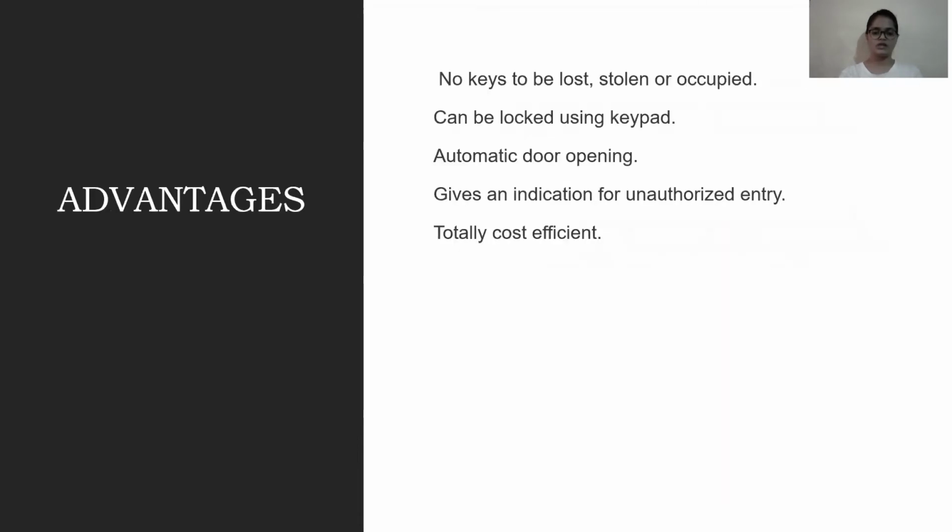Then we will see the advantages of the password door lock system. First, no keys to be lost, stolen or occupied. That is, we can control the home appliances by protecting with a password from unwanted hazards. Second, it can be locked using the keypad and we can set the password as we wish. Third, automatic door opening. Fourth, it gives an indication for unauthorized entry. Fifth, it is totally cost efficient when compared to other types of automation systems. Sixth, it is more effective compared to other types of automation systems.